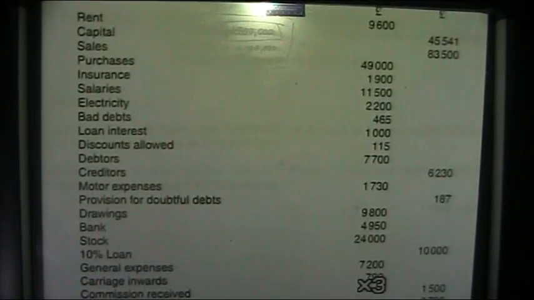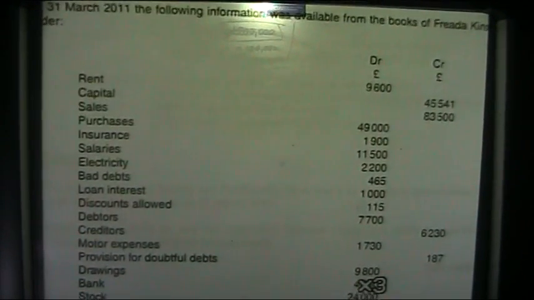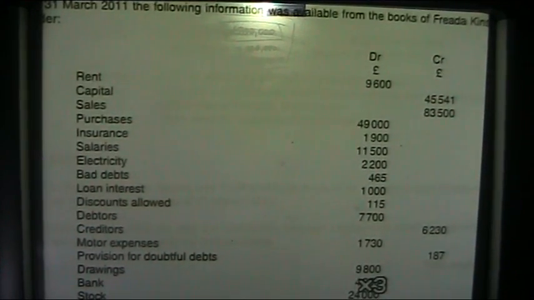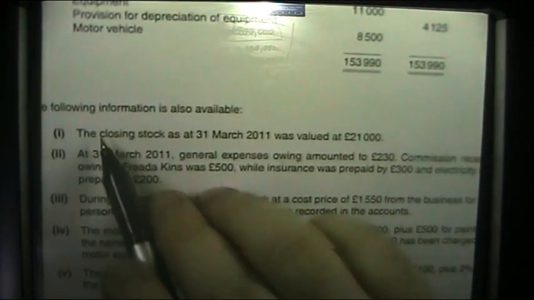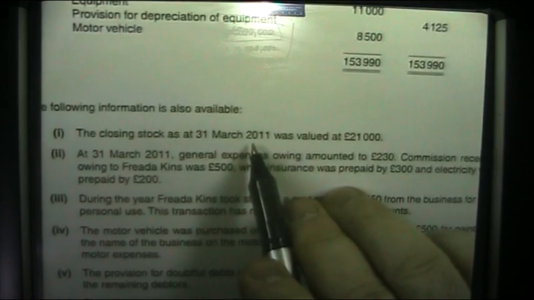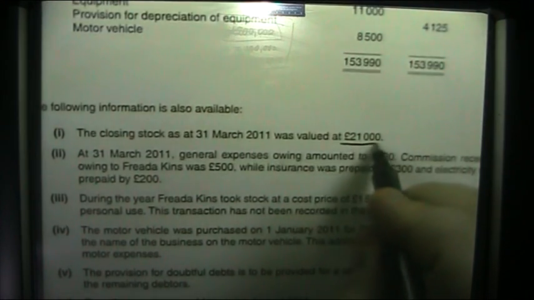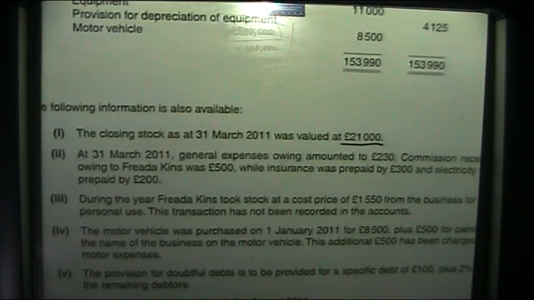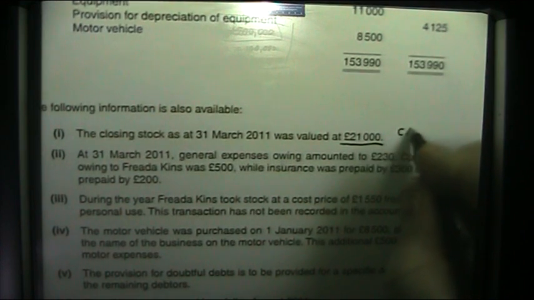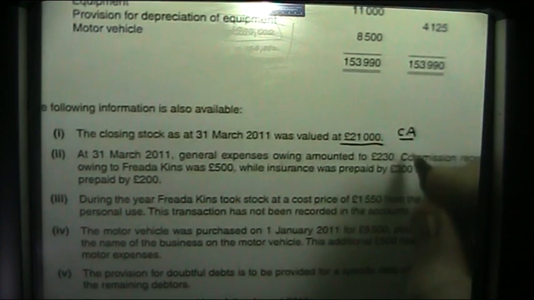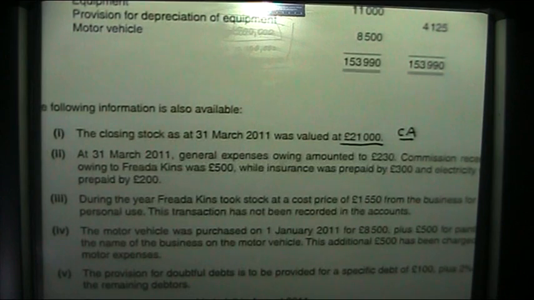Okay, so if I zoom out a little bit again. Alright, now, the first thing we want to do is have a look at the adjustments, okay? And the first adjustment that you have is going to be at the bottom, and there it is there. The closing stock at 31st of March 2011 is valued at £21,000. Straight away, we know that that's a current asset, okay? And that's where it goes. It's also going to go on the cost of sales as closing stock. But at this time, we just need to know where it is, and we need to know to put it in.